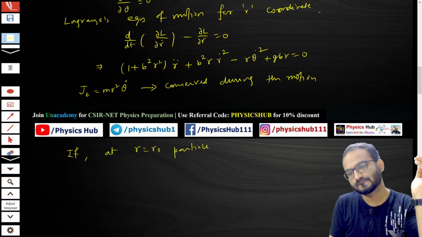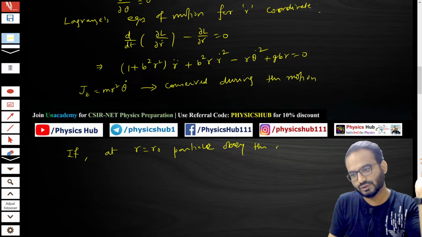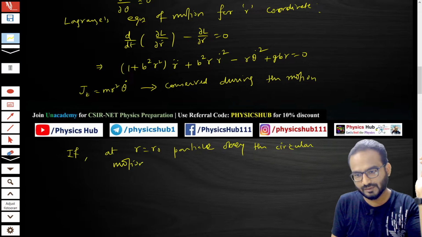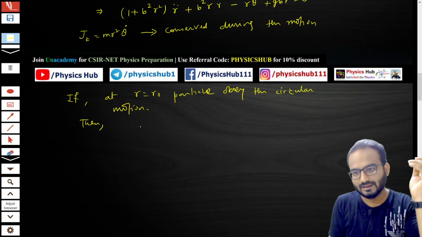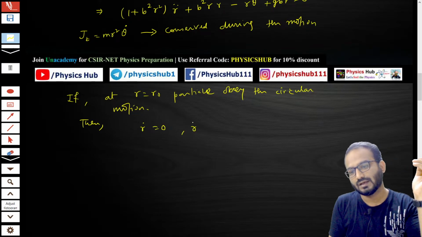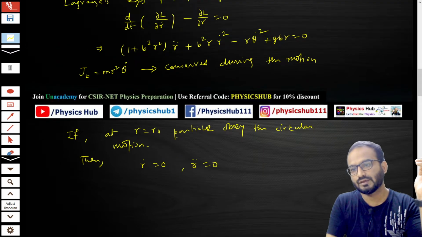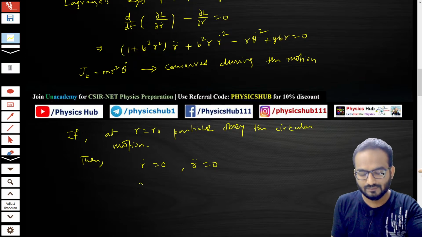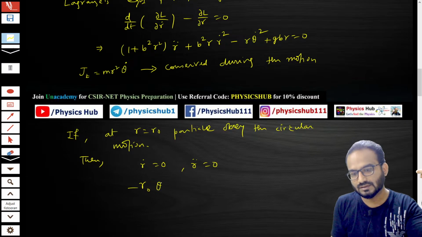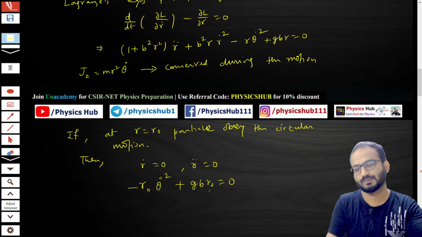the particle obeys the circular motion. Then what can you write? For circular motion, we can write r dot equals 0 and r double dot is also equal to 0. So if you put these things in this equation, what are you going to get? The first term is 0, the second term is also 0. So what you have is minus r naught theta dot square plus g b r naught equals 0.